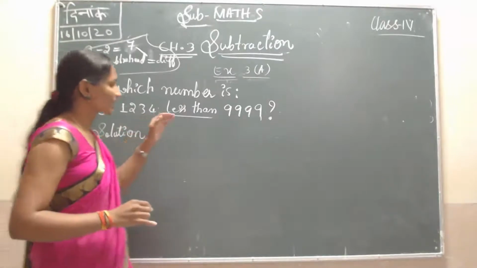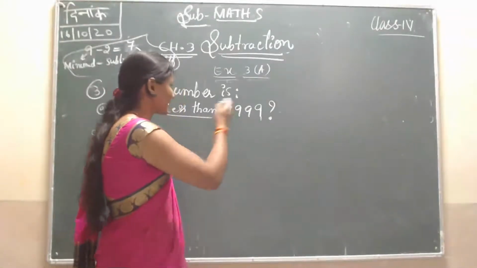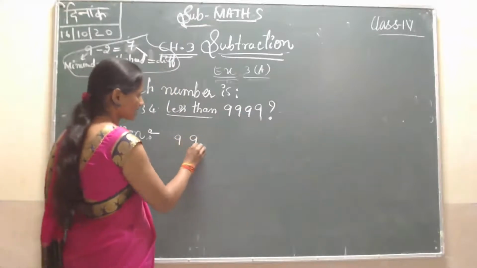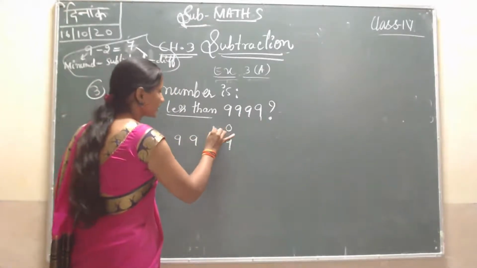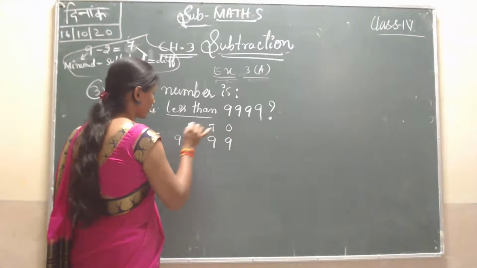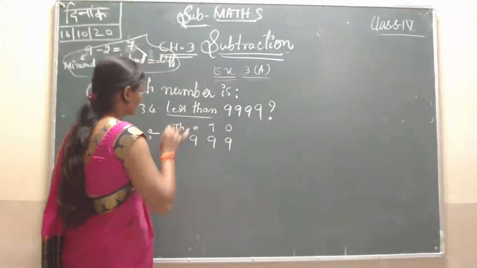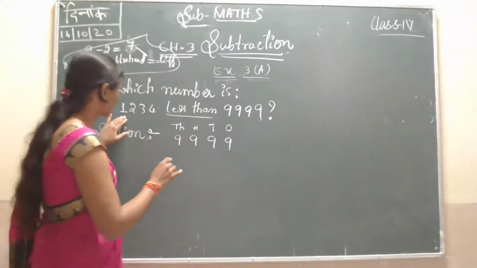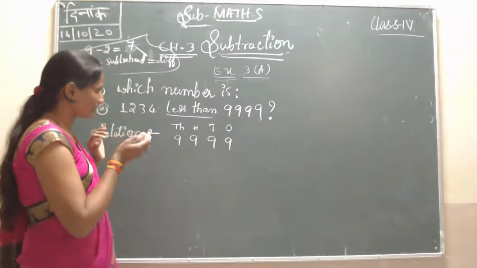Is less than, so you have to compare both numbers. 9,999. And how to write the place value. So that is what less than means: which number, how to use less than, you compare both.